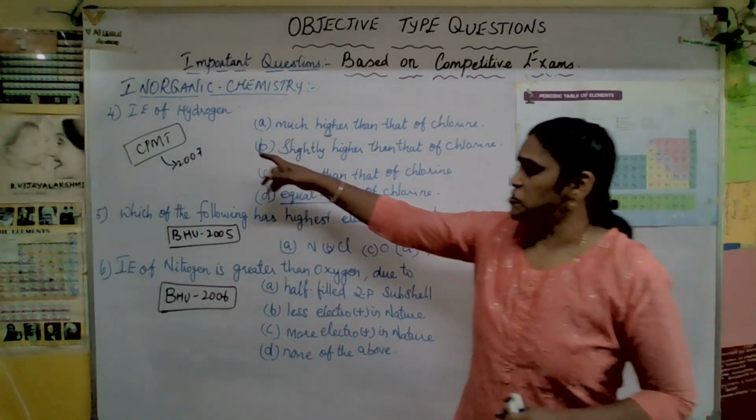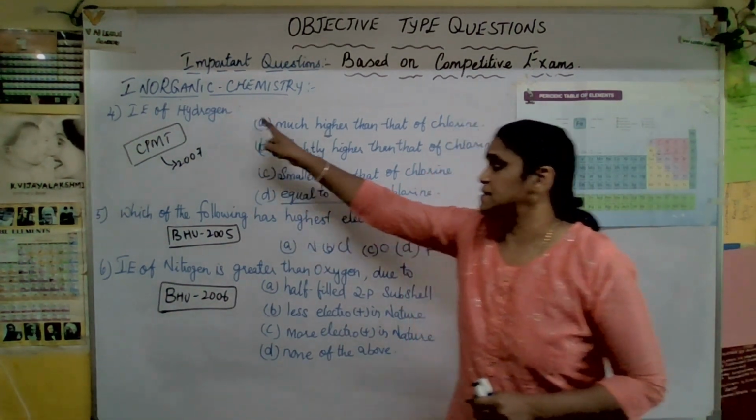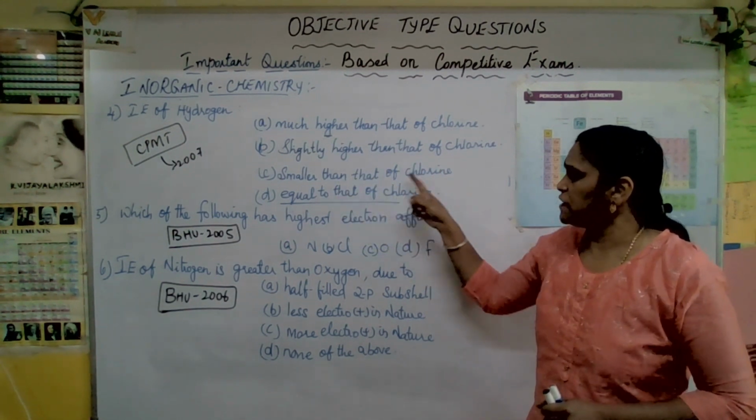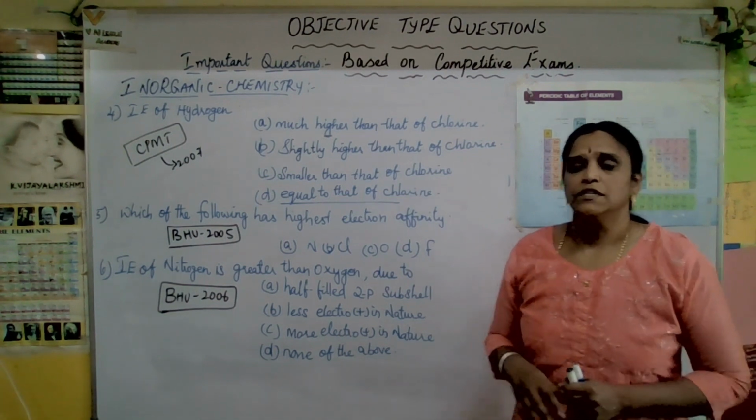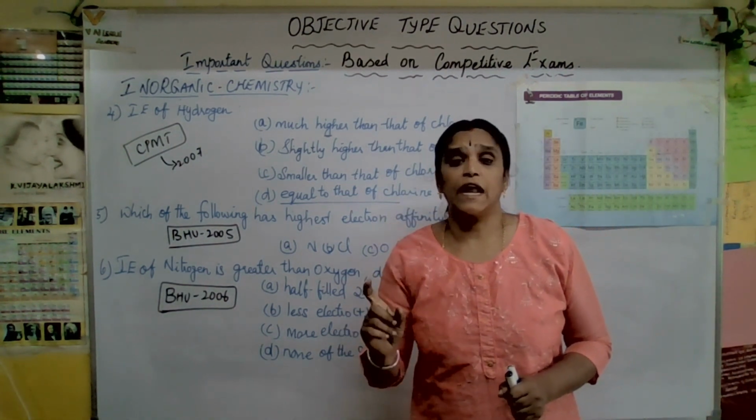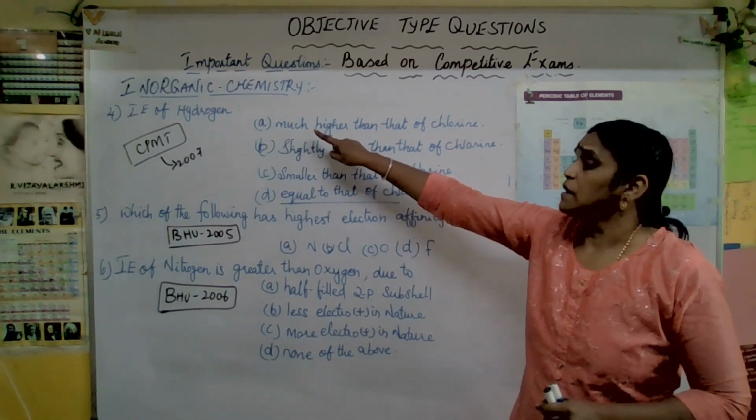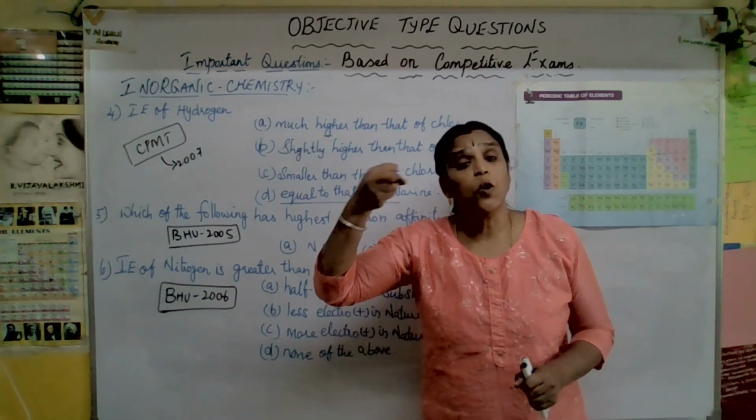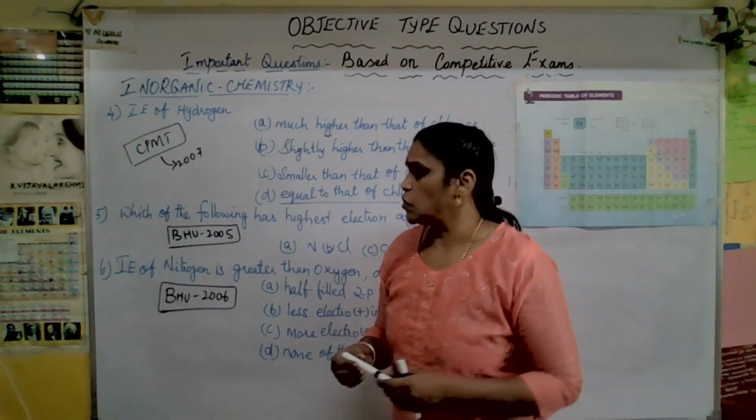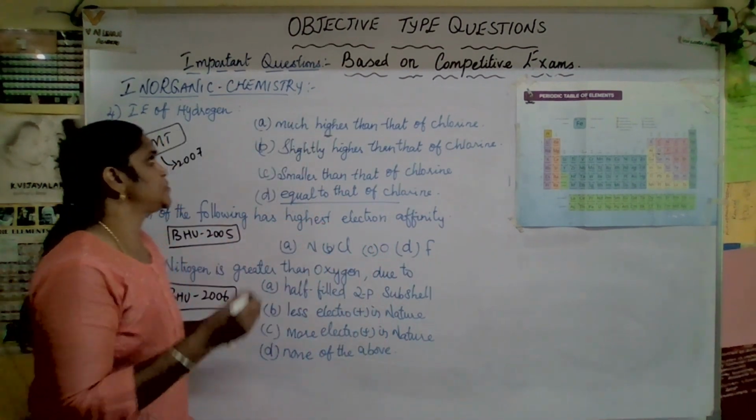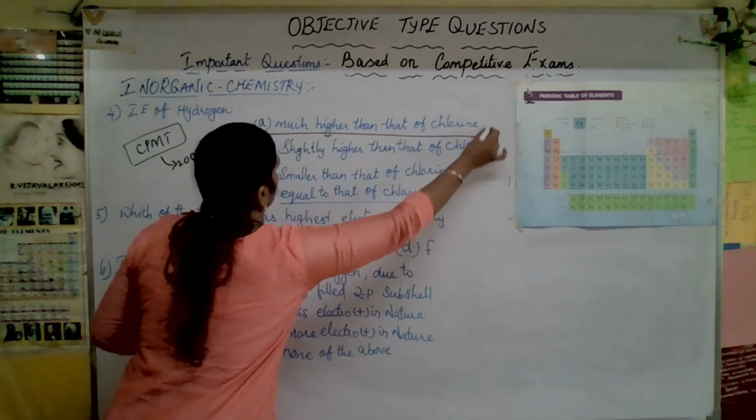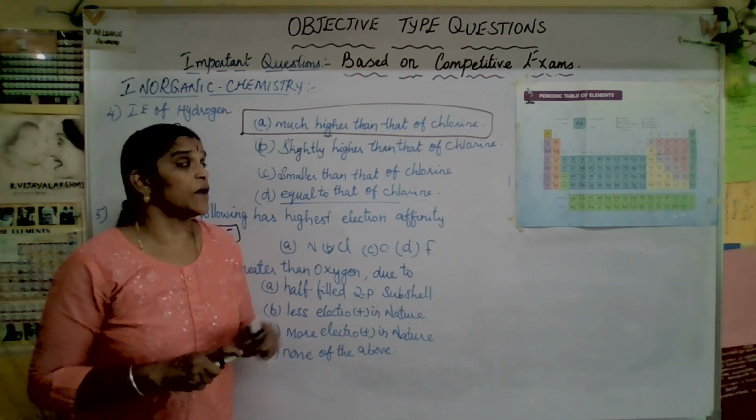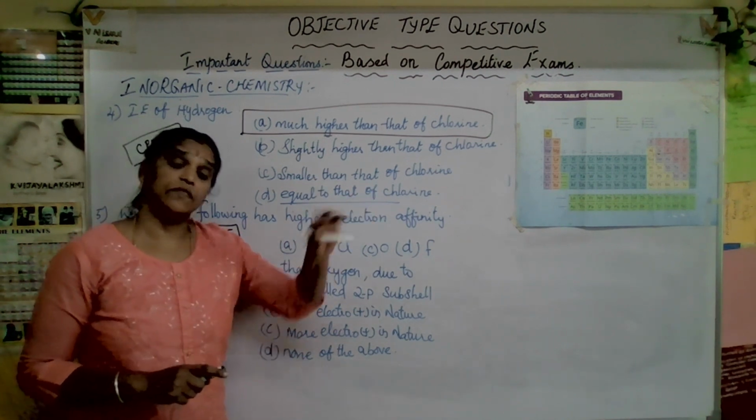The next important question: the ionization energy of hydrogen is much higher than that of chlorine, slightly higher than that of chlorine, smaller than that of chlorine, or equal to that of chlorine. See, generally, hydrogen is more electronegative. So, option A, much higher than that of chlorine. Why? Because hydrogen is more electronegative than chlorine. So which is the correct option you can provide? Option A, much higher than that of chlorine. Now, for example, sodium is less electronegative, whereas hydrogen is more electronegative than chlorine.